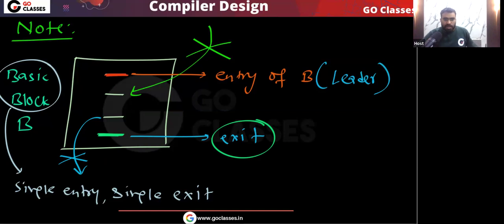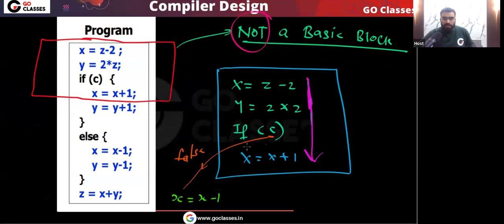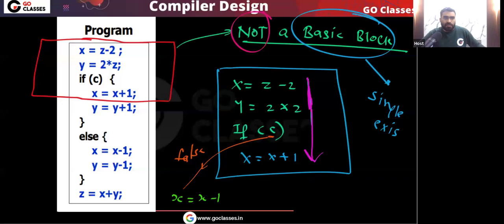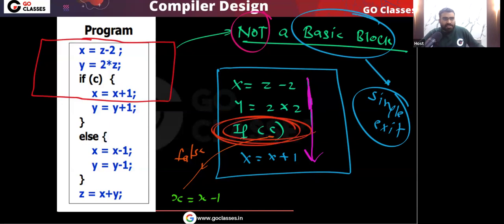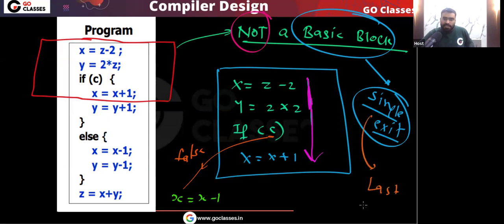So this is the idea of a basic block. You can see that this is not a basic block, because a basic block has only a single exit. In a basic block, you cannot go out from this instruction. You must have a single exit, and that single exit is the last instruction of the basic block.